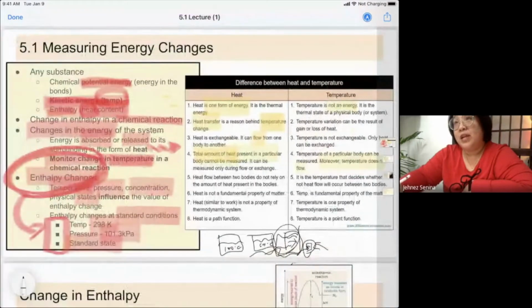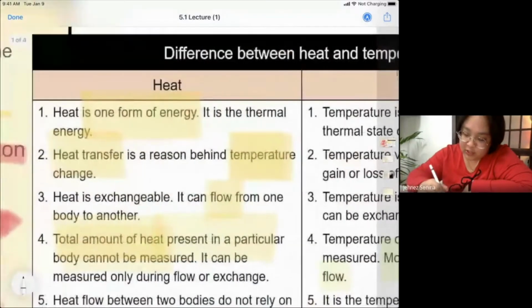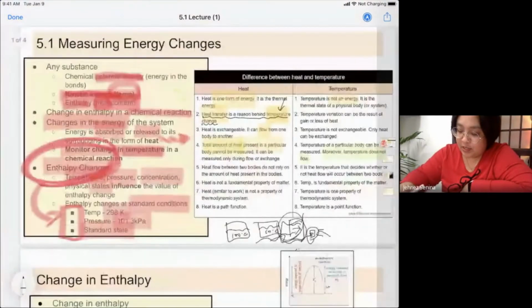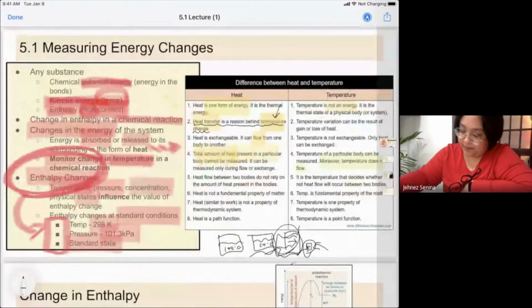What you need to know really is that, here, number two, heat transfer is the reason behind temperature change. When you say temperature, heat, they're different. And we're talking about enthalpy, we're talking about heat transfers, flow of energy. And we know that heat transfers, flow of energy, you can't measure it directly on a substance. So you put it in a chemical reaction and you look at heat transferred. How do I monitor heat transfer? Look at temperature change. That's it. At standard temperature and pressure. Okay. Questions so far?